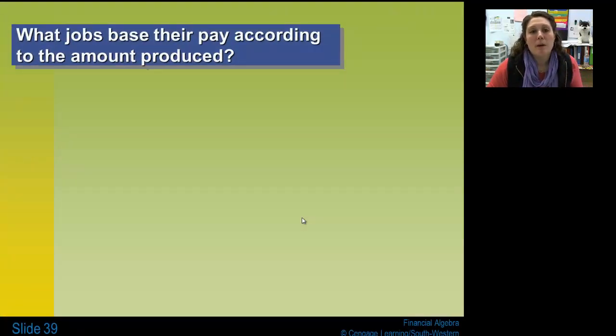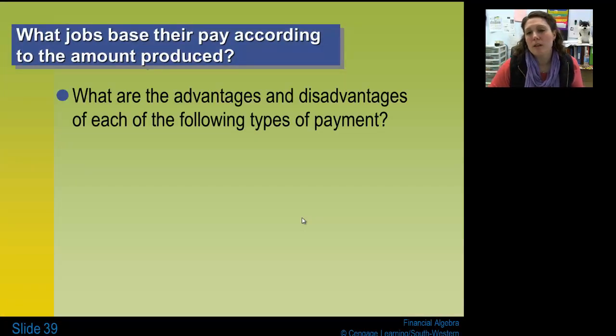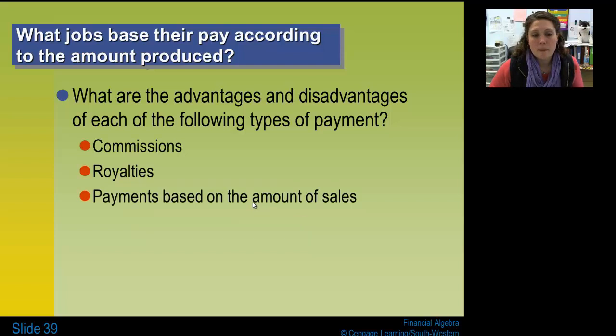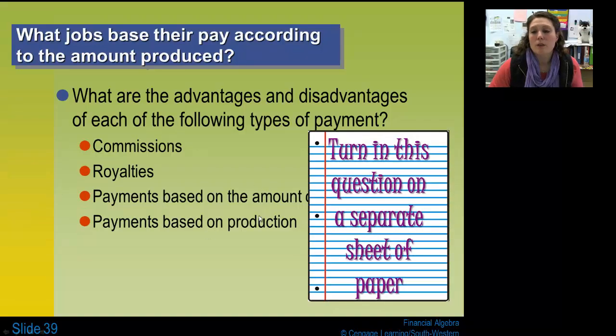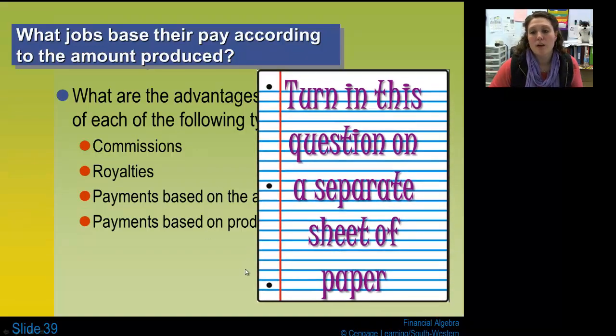What jobs base their pay according to the amount produced? So what are the advantages and disadvantages of each of the following types of payment? Commissions, royalties, payments based on the amount of sales, and payments based on production. So those four things you need to turn in on a separate sheet of paper.